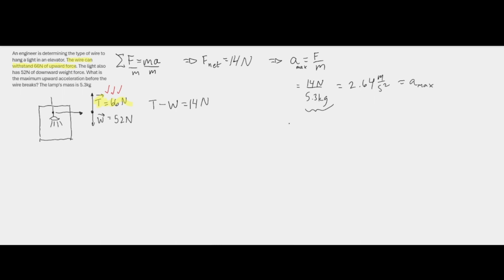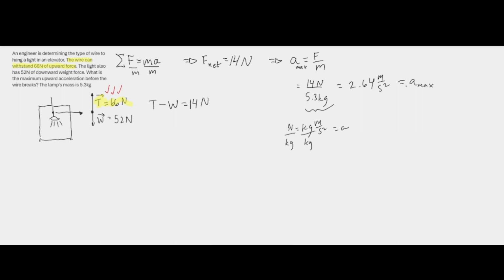So a newton is equal to a kilogram meter per second squared. And you see it's divided by kilograms, so we divided newtons by kilograms, and that gets us the unit of acceleration, which is what we want. So this 2.64 meters per second squared is the maximum acceleration that the wire can experience before it snaps.